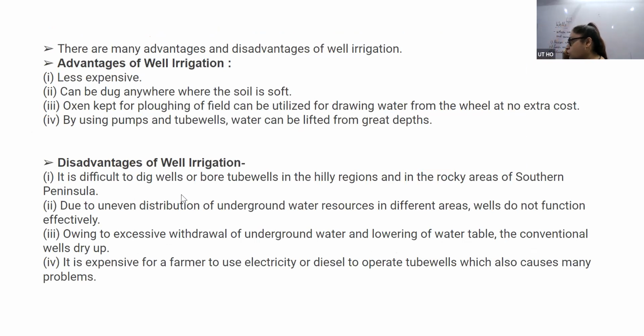Now, advantages, this you don't need to write, you could mark in your text. Advantages of well irrigation: less expensive, can be dug where the soil is soft. Oxen kept for plowing field can be utilized for, oxen is what? The bullocks. Okay, kept for plowing of field can be utilized for drawing water at no extra cost.